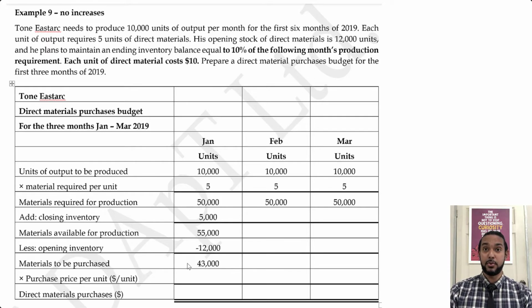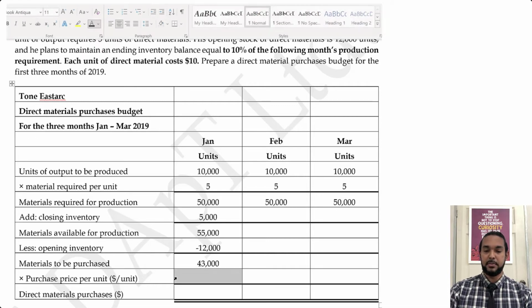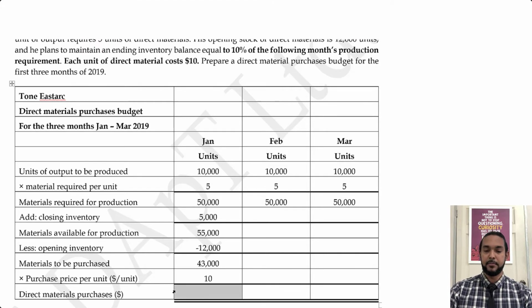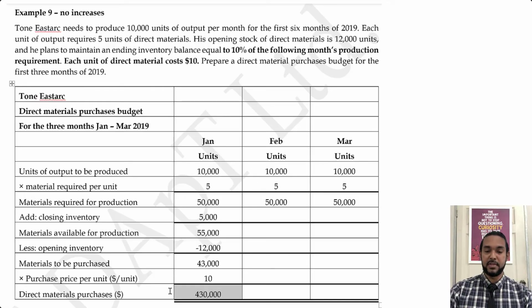And now we need to show how much that's going to cost us. So each unit of direct material costs $10. So all we have to do is multiply by 10, and we're going to get the total value of direct materials purchases for January. And now we simply continue for February and March.